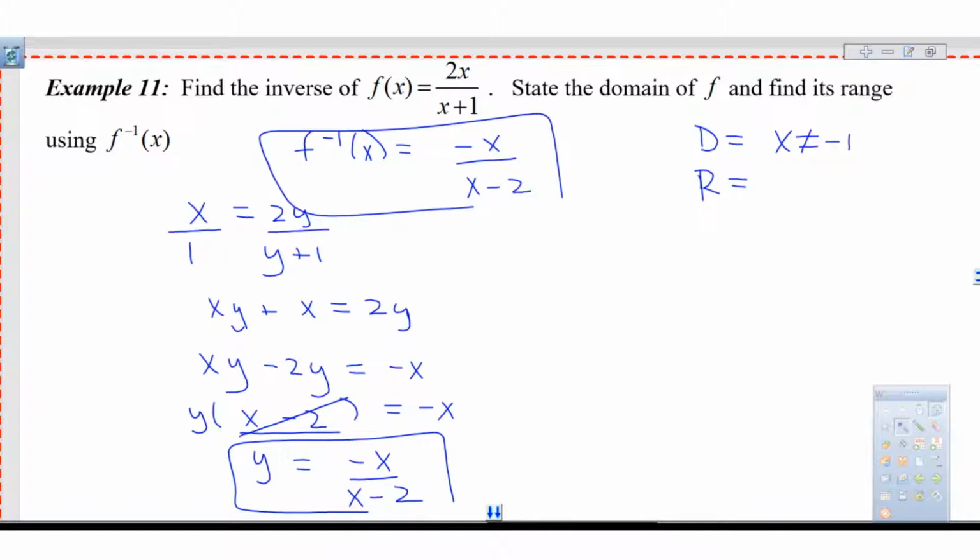Can anybody tell me how to find the range of the original problem? Bam. You're on it today, both you girls. Find the domain of the inverse, which is x cannot be equal to 2, and that's got to match the range of the original, so this is y cannot be equal to 2. Good. Okay, that's it. Okay, everybody good?